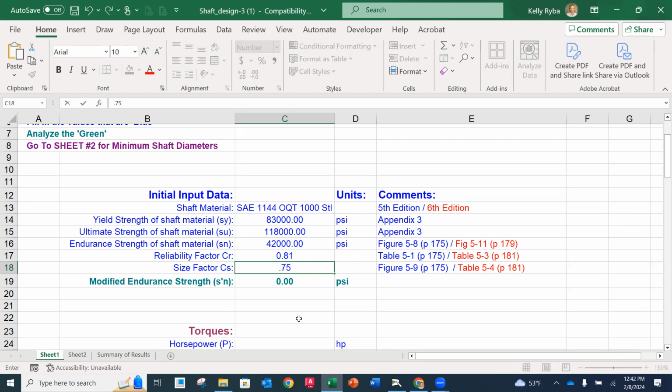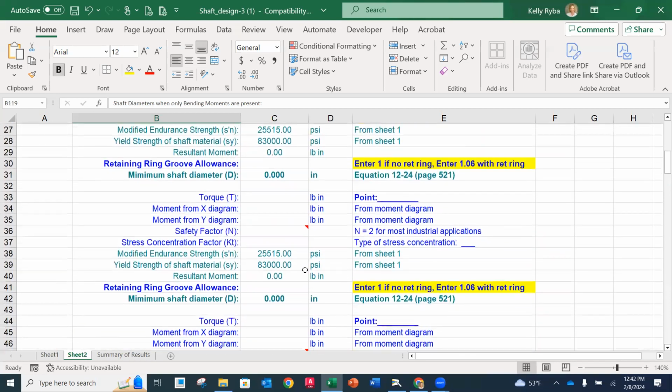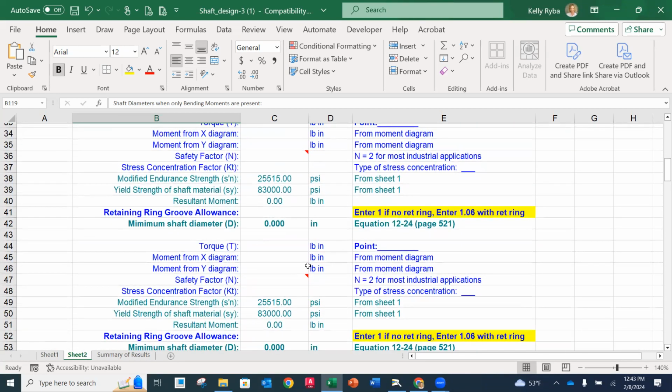Okay. So 0.75 here. Now, once we get that 0.75 in place, it now has populated and calculated a modified endurance strength. Now, this modified endurance strength is going to be used in our stress calculations to determine the minimum shaft diameter. So if we go to sheet number 2, you're going to see some numbers now have populated in here. And these are the ones that they're pulling from sheet 1, which are the endurance strength, this modified endurance strength, and also the yield strength of the material.